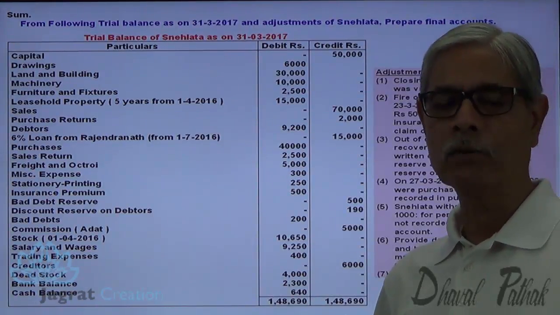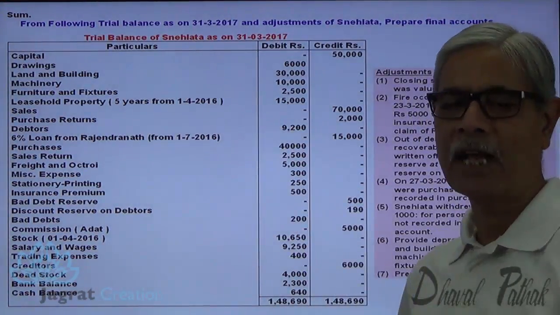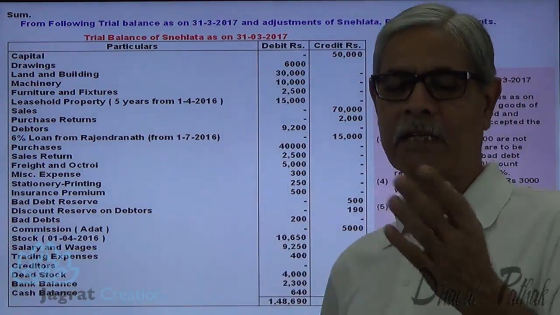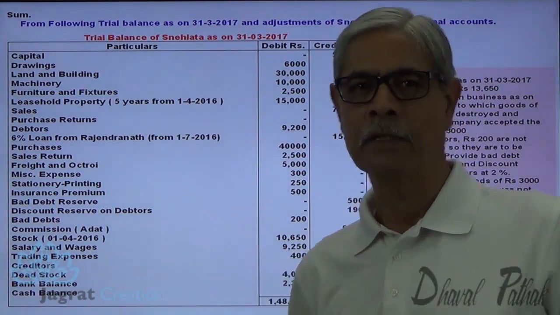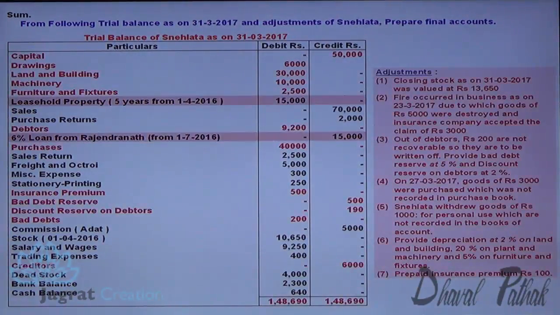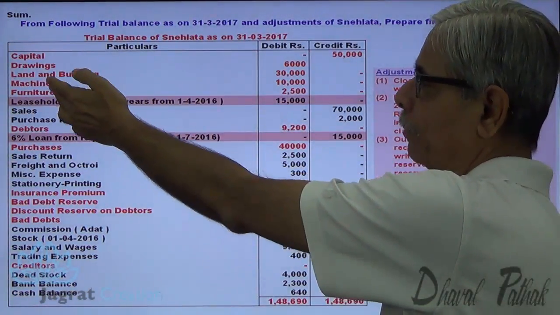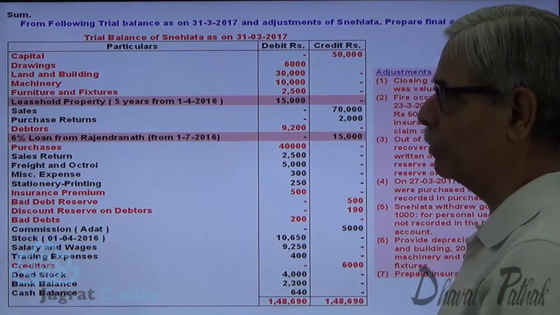The student should find out the relevant items of the trial balance referable to the adjustments, or items of the trial balance required to be adjusted in light of the adjustments. They are to be identified. Let me do that first of all. Capital, drawings, land and building, depreciation is to be provided. Machinery, furniture, fixtures, depreciation is to be provided.